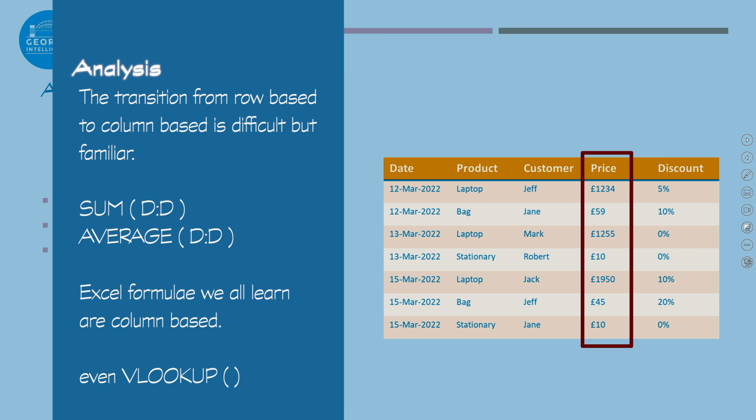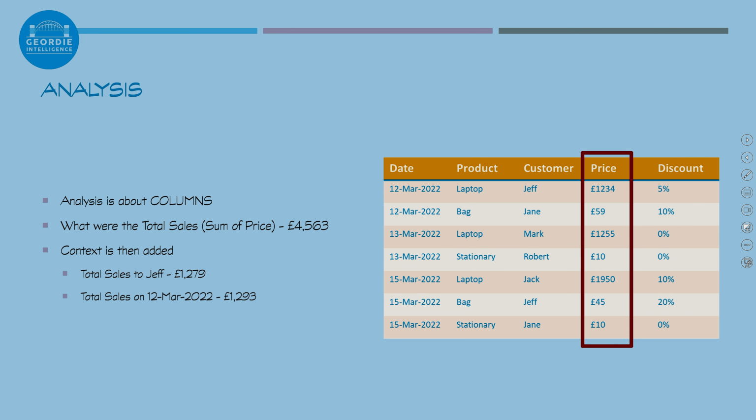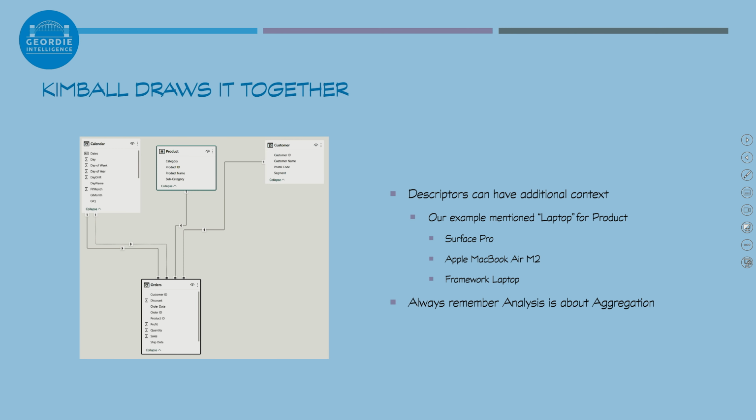So all of a sudden we've moved from it being all about a row to it actually being about a column, and then how we exclude or select elements of that column. And that's really the cornerstone of an analytical model. So Kimball allows us to pull that together, and because we've used descriptors, we can actually expand on those descriptors.